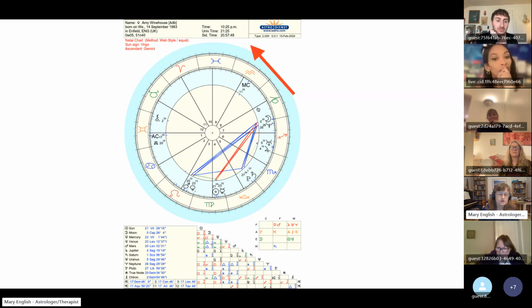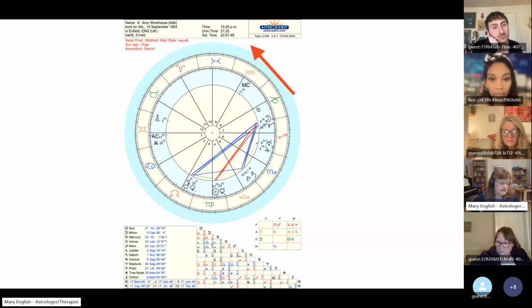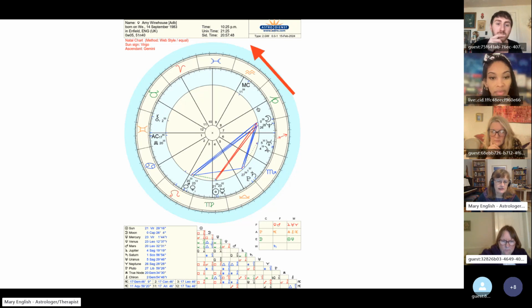So this is the natal chart for Amy Winehouse. She was born on the 14th of September 1983 at 10:25 p.m. in Enfield in UK near London. She's got a Gemini ascendant, so you'll see what the ascendant is where you see the initials AC. Her sun sign was 21 degrees Virgo, and you'll see that in the house number 4. The symbol for the sun is a circle with a dot in the centre.